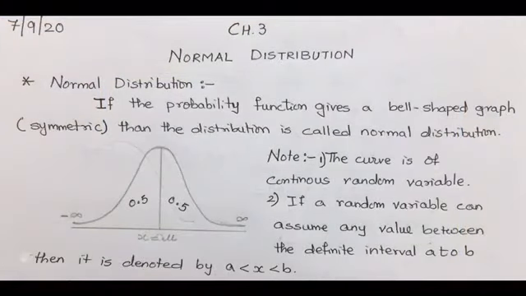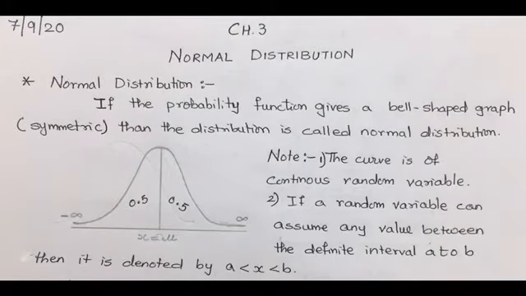We'll begin with chapter 3 of part 2, normal distribution. In this chapter also we are going to calculate probability, but here the probability of continuous random variable x will be calculated. In the second chapter we have calculated the probability of x for discrete random variable, and in this chapter it will be calculated for continuous random variable.